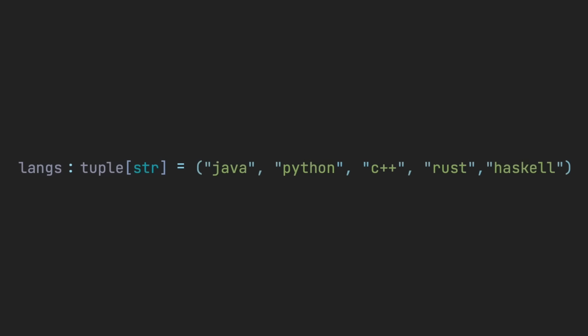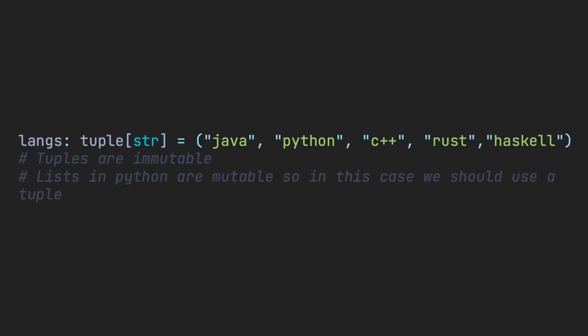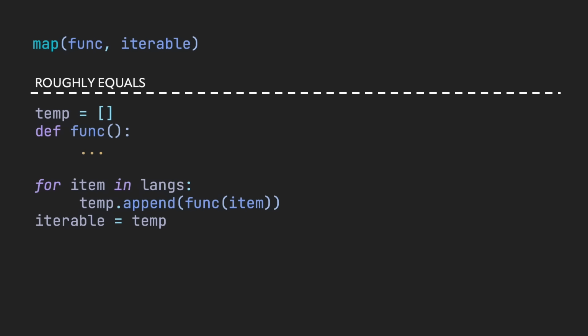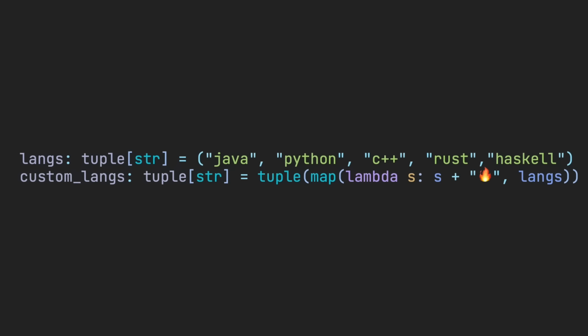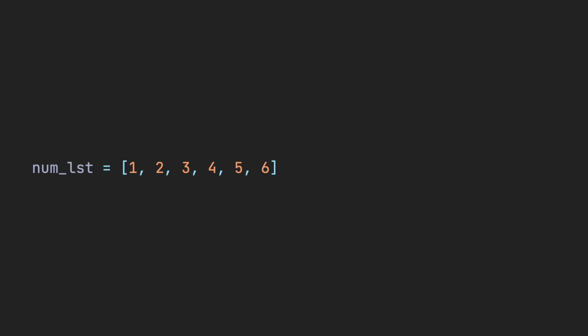Another concept of functional programming is that data is immutable, because mutable data can also cause side effects. Instead of having shared state and mutable data, we can alter data by using other functions such as map. All map does is run a function on every element of an iterable. In this case, we just append a fire emoji to the end of each string. Map is also an example of a higher order function, as it's a function that takes another function as a parameter.